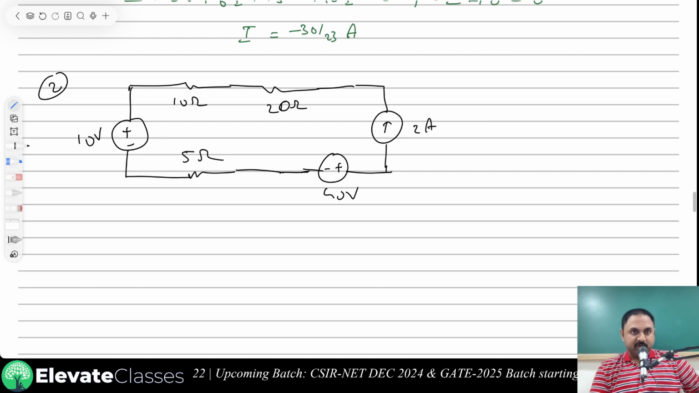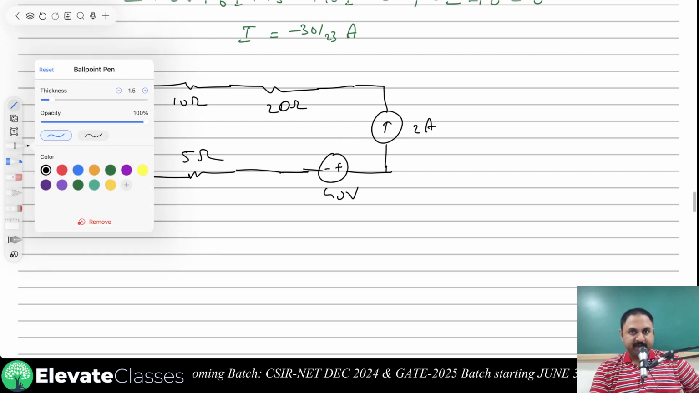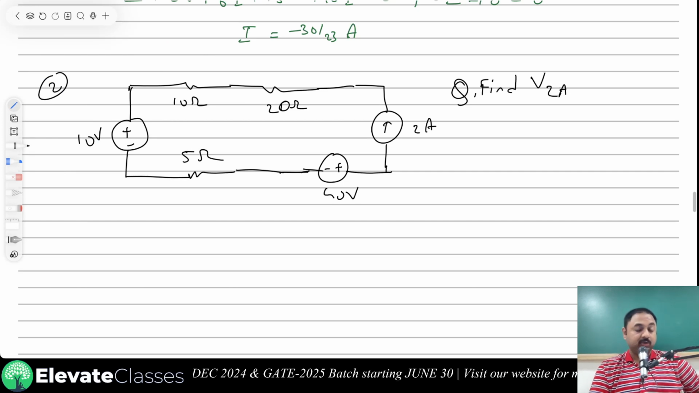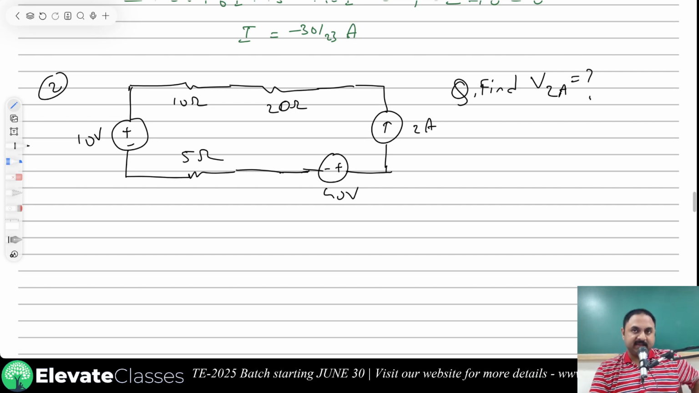Question is, find the voltage across this 2 ohm resistance. Sorry, not 2 ohms. Find the voltage across this 2 ampere source. That is the question.